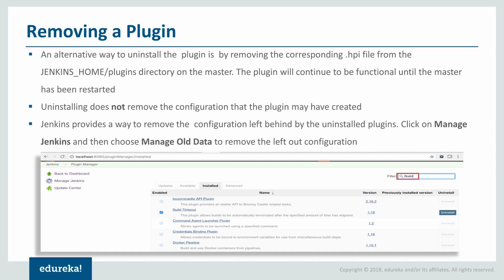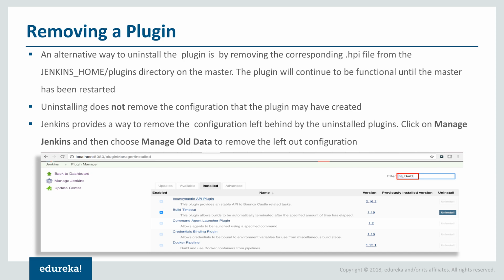So, uninstallation, important thing to remember: uninstallation does not remove the configuration that the plugin may have created. So if there is any additional configuration which was done, if there was any cache update, if there was anything in the global tools configuration, those things will remain there. You need to do it manually if you want to clean up your Jenkins master.